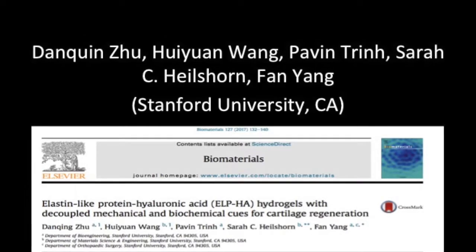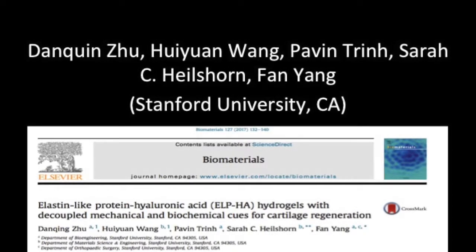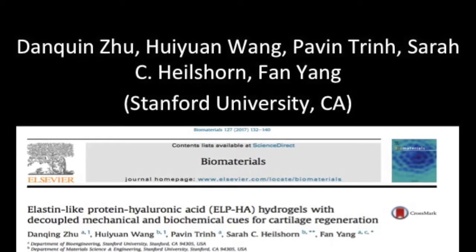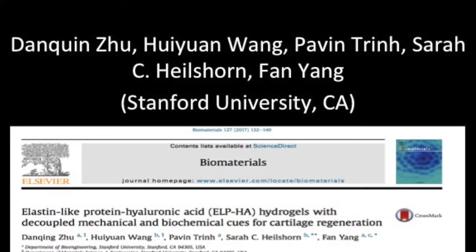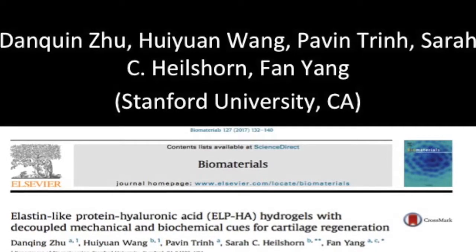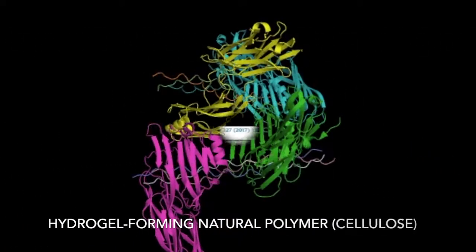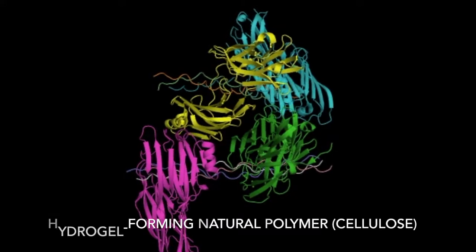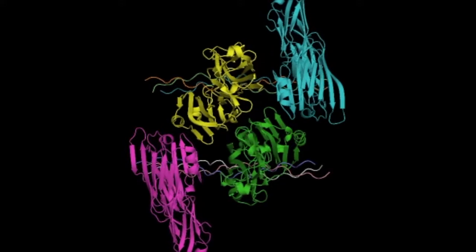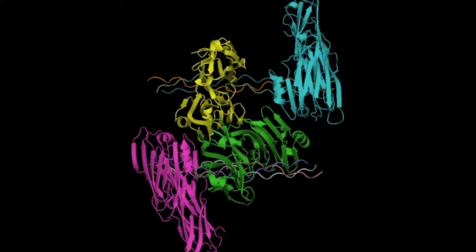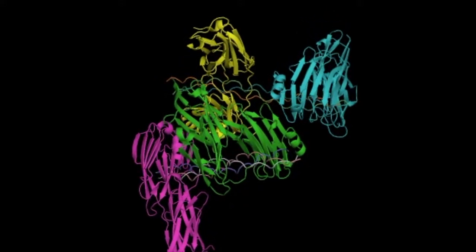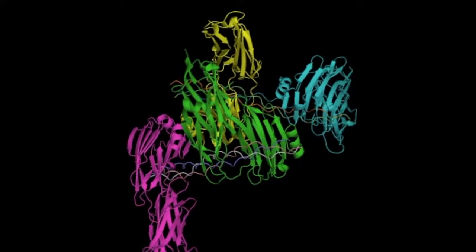Based on this information and numerous studies published previously, a group of scientists from Stanford University in California published an article called Elastin-like protein hyaluronic acid hydrogels with decoupled mechanical and biochemical cues for cartilage regeneration. Hydrogels are highly absorbent networks of polymer chains that are hydrophilic and are sometimes found as colloidal gel in which water is the dispersion medium. In fact, an example of a hydrogel-forming natural polymer is cellulose, which we discussed in class recently.